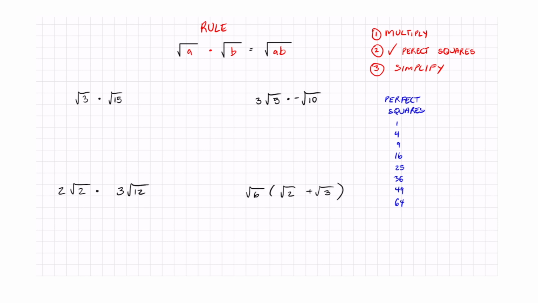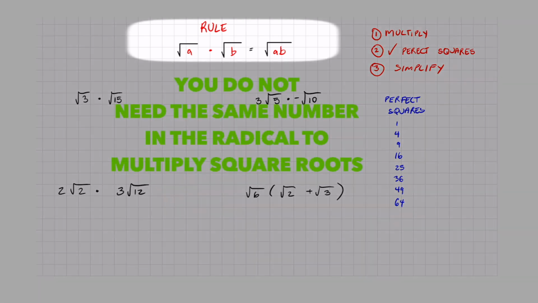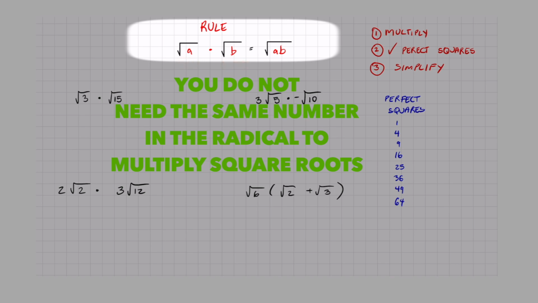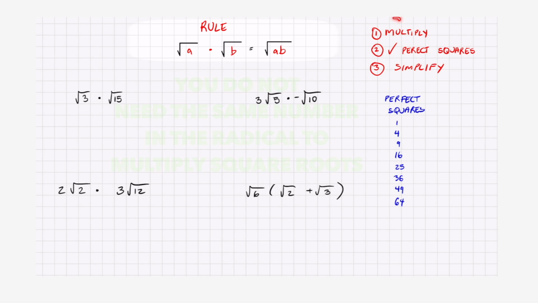And unlike addition and subtraction, we don't have to have the same number in order to multiply square roots. So we could just multiply it right away, and this is what that rule is saying. We're going to follow these steps right here to tackle these 4 questions. So let's go ahead and get started with the first one right here.